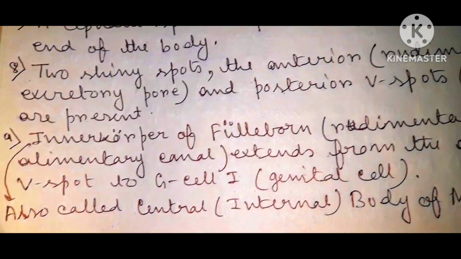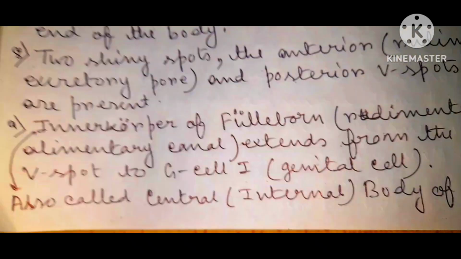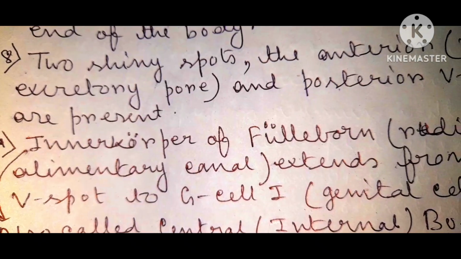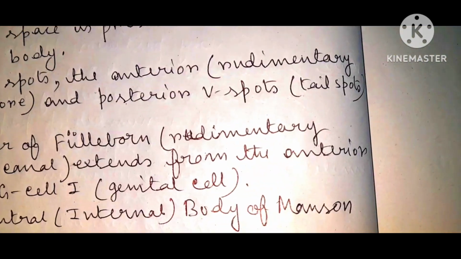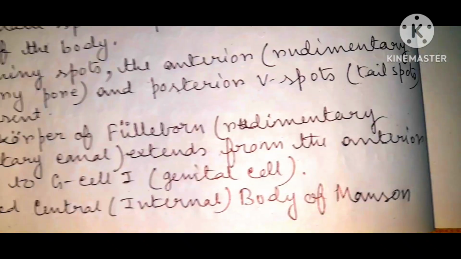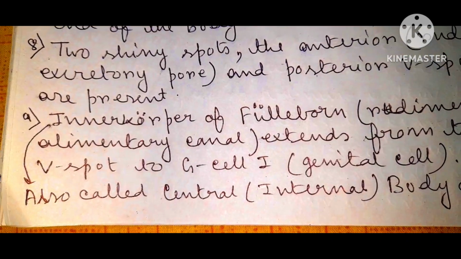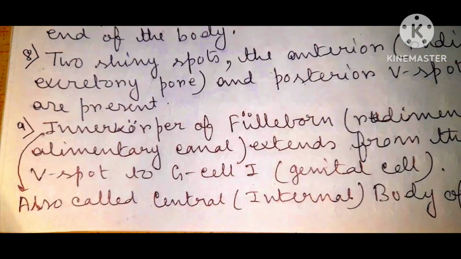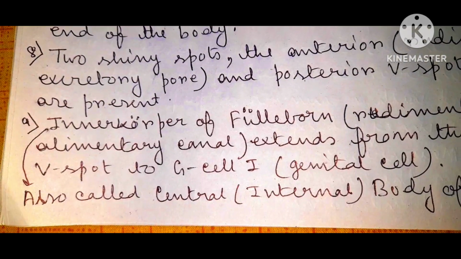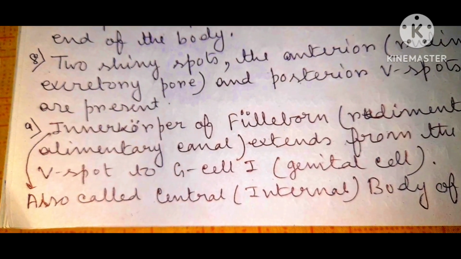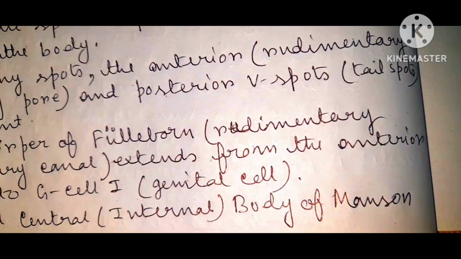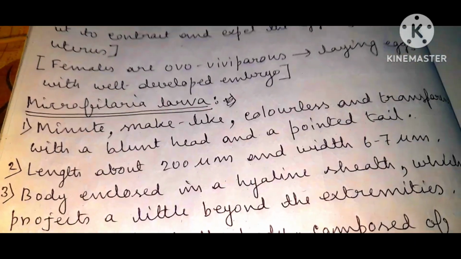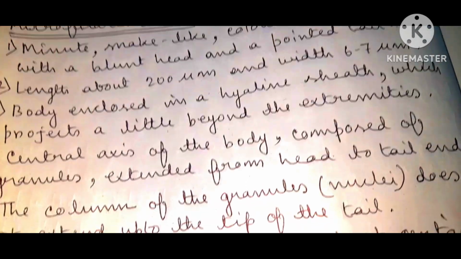Inner body of Rawlinson, the rudimentary alimentary canal. Mind it very carefully, the writing style of inner body of Rawlinson. The inner body of Rawlinson, the rudimentary alimentary canal, extends from the anterior V spot to G cell 1, meaning genital cell. This inner body of Rawlinson, the rudimentary alimentary canal, is also called the central or internal body of Manson. So this is all about the Microfilaria larva identifying characteristics of Wuchereria bancrofti.